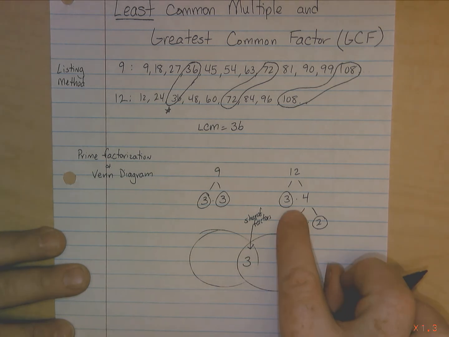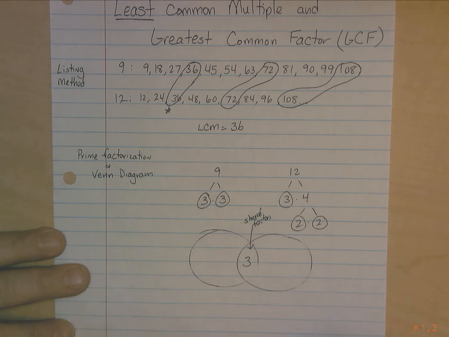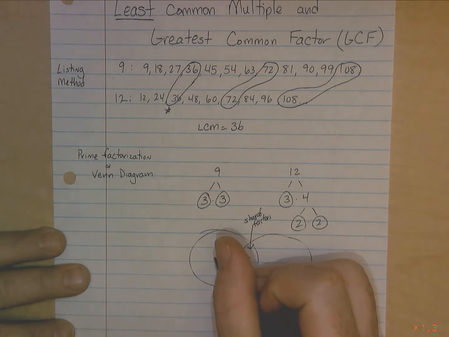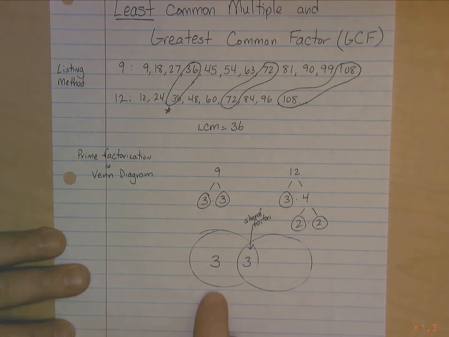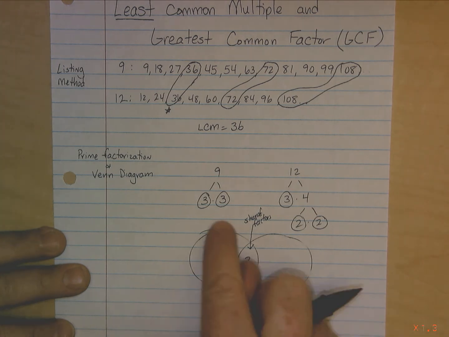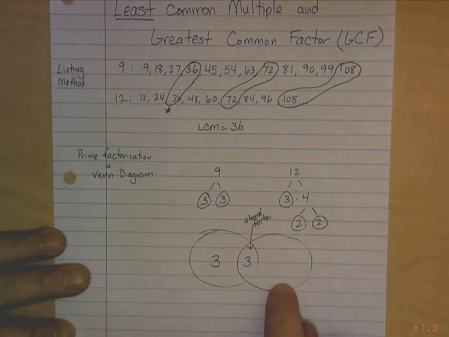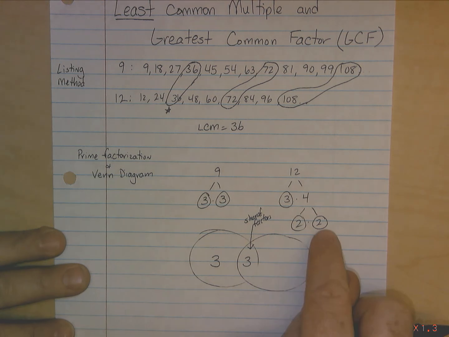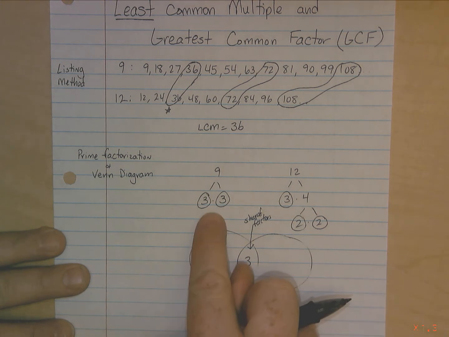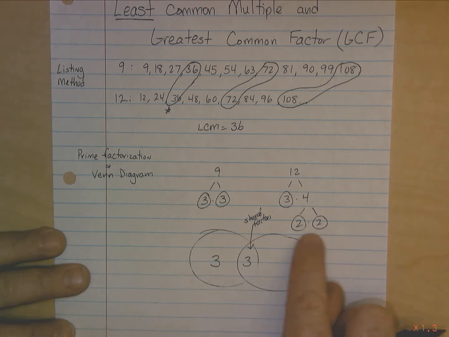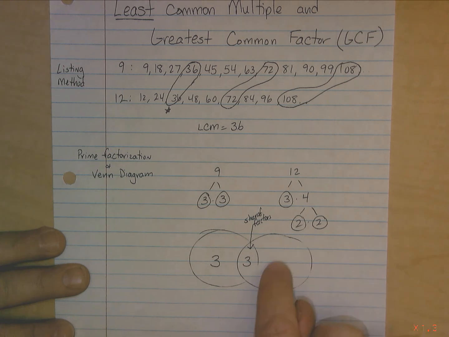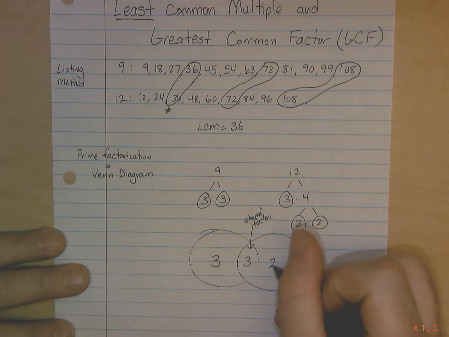This only has 1 three. It does not have 2 threes like the 9 does. So the 9 is just going to be 3 times 3. Again, 3 is in that circle, so 3 times 3 is 9. So this is the 9 circle. The 12 is made up of 3 times 2 times 2. This does not have any 2's at all. So these two 2's are going to occur right here. So 2 times 2.